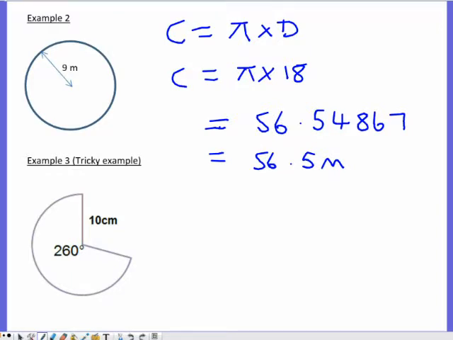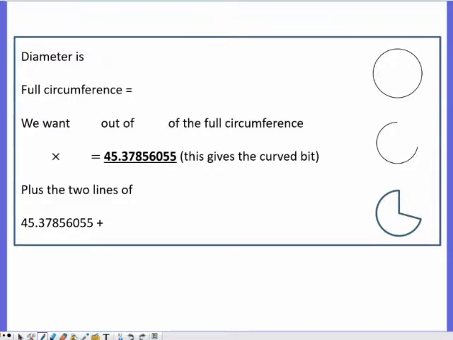Example 3, as it says, is a tricky example. This isn't a full circle, so we need to break this down into different parts. I just draw the question out again. We want to get the perimeter of this shape. It's not a full circle, but what we're going to do is pretend that it is. If it was a full circle, the diameter wouldn't be 10 centimeters, it would be all the way across, which is 20 centimeters.